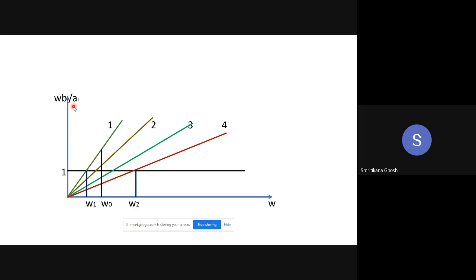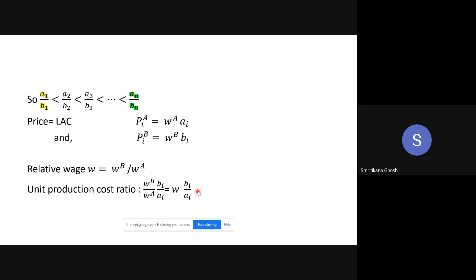And if it is greater than 1, that means for all the commodities, for 1, 2, 3, 4, long run average cost is lesser for country A than country B. So country A has comparative advantage over all the commodities and country B has comparative disadvantage for all the commodities. So country A will produce all and country B will produce nothing. So there will be no trade, right?